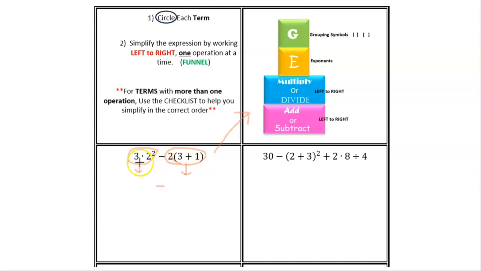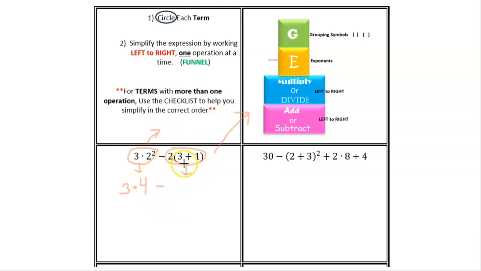So the first thing you're going to do here is it's 3 times 2 squared. So we look to the checklist. In this term up there, are there grouping symbols? No, there's no parentheses or brackets. Are there exponents? Yes, 2 squared. So we're going to bring the 3 down because we're only going to do one operation at a time. That's 3 times 4. So the 2 squared turned into 4.